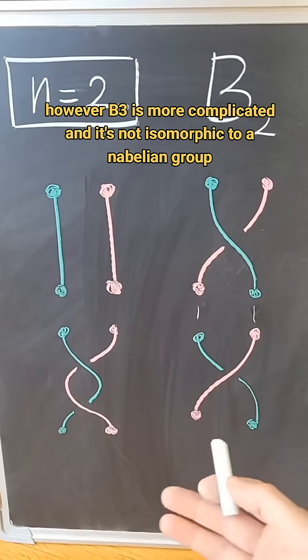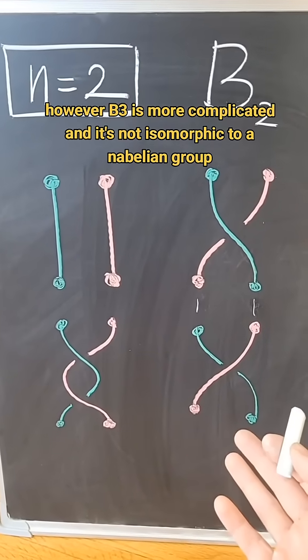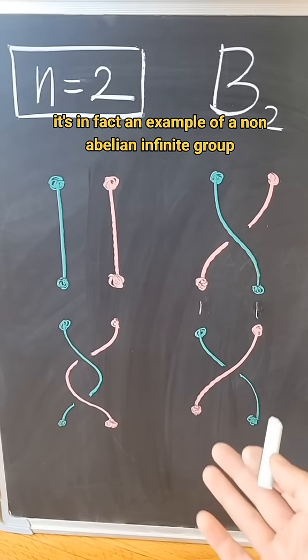However, B3 is more complicated, and it's not isomorphic to an abelian group. It's in fact an example of a non-abelian infinite group.